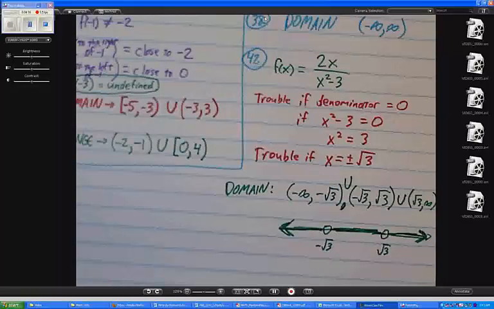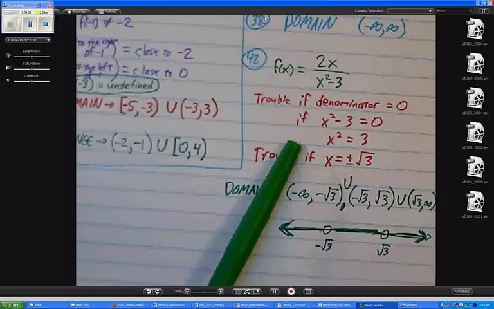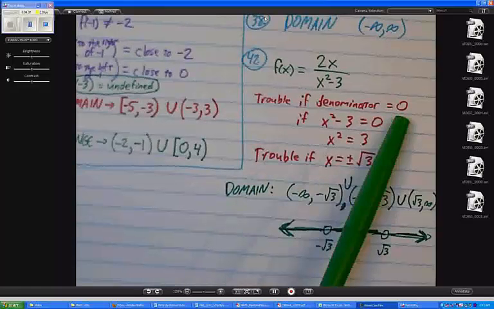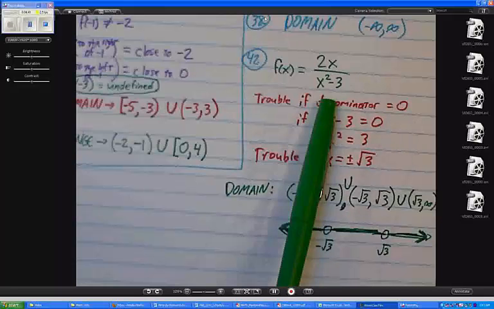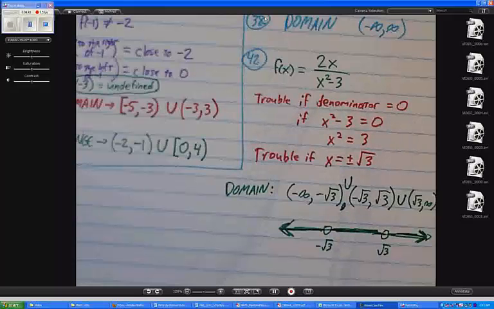Barbara. You want me to set it greater than or equal to 0? Oh, okay. So I guess it depends what kind of function you have. Denominators are trouble when they equal 0. But you're allowed to put a negative number in a denominator or a positive number. I think what you're thinking of is a square root function.